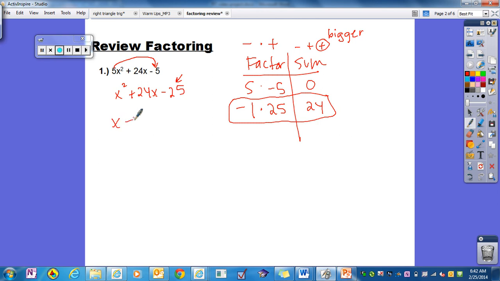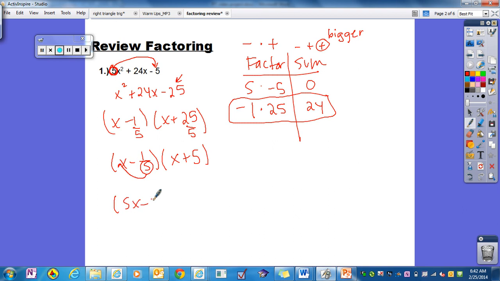So we've got x minus 1 times x plus 25. But in the very beginning we took this 5 and multiplied it, so now we have to take it back out by dividing it. So we're going to reduce these if we can. 1 over 5 doesn't reduce, so it's still x minus 1 over 5. But here, 25 over 5 reduces to 5. The last thing you have to look for is if there's still something in the denominator, it's going to slide right in front of that binomial, so you're going to have 5x minus 1 times x plus 5, and that would be your final answer.